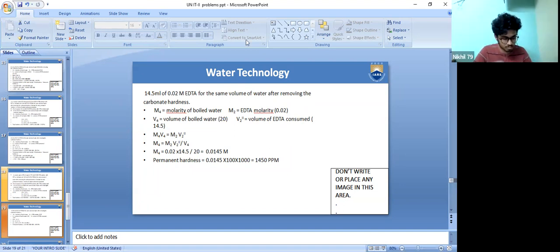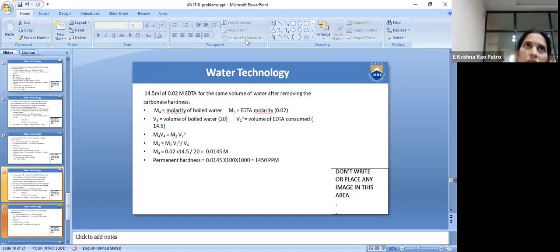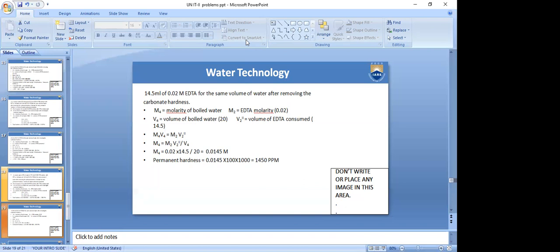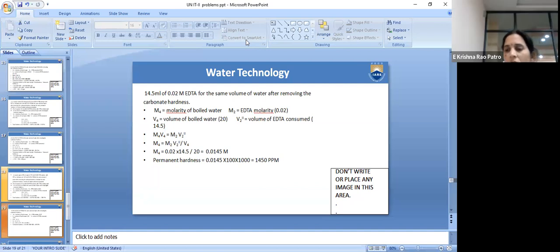M1 is equal to... tell me the molarity formula. How to find out the molarity of standard hard water? M1 is equal to weight by molecular weight into 1000 by volume in ml. So we can find out M1, the molarity of standard hard water. If you didn't write it in your notes, now you write it, everybody. M1 is equal to weight by molecular weight into 1000 by volume in ml.